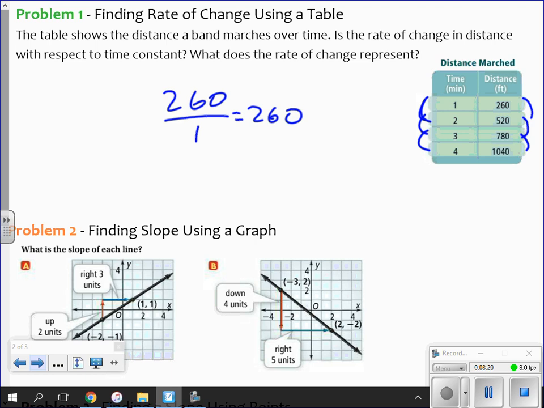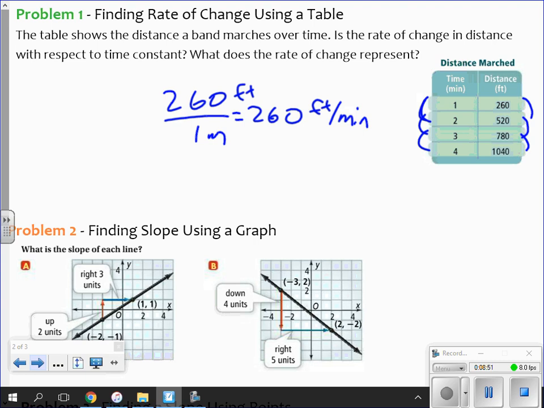What is this side measuring? Distance. In what units? Feet. So I'm going up 260 feet. What am I measuring here? Time in minutes. So I'm going 260 feet per minute. That is what the marching band is traveling at, 260 feet per minute. That is a rate of change, how fast something is changing.